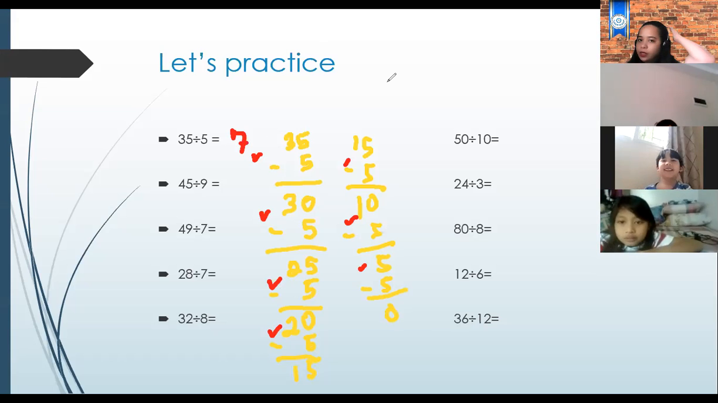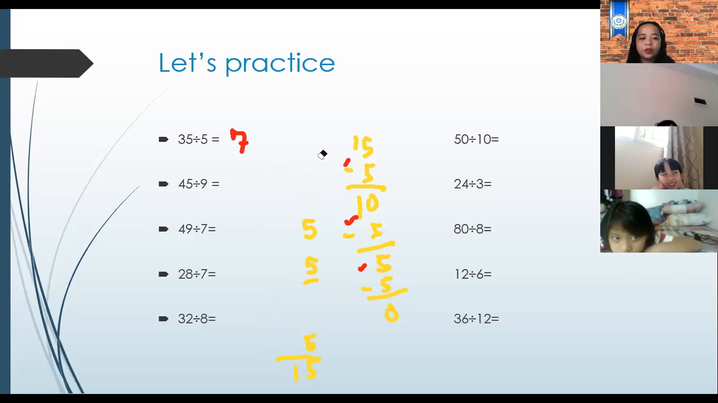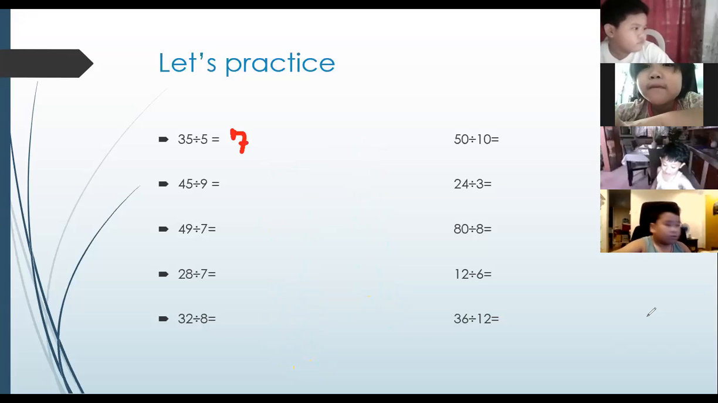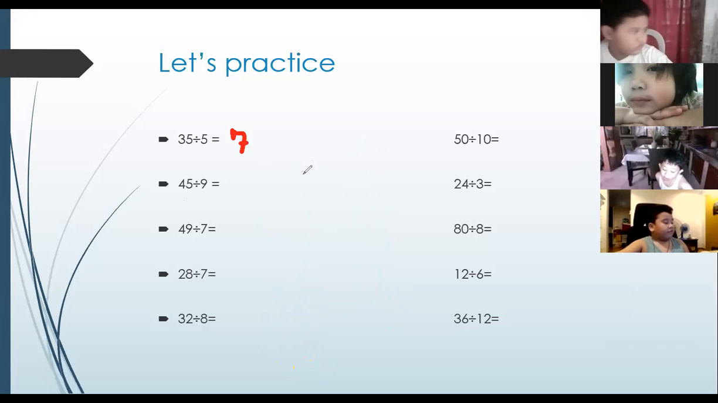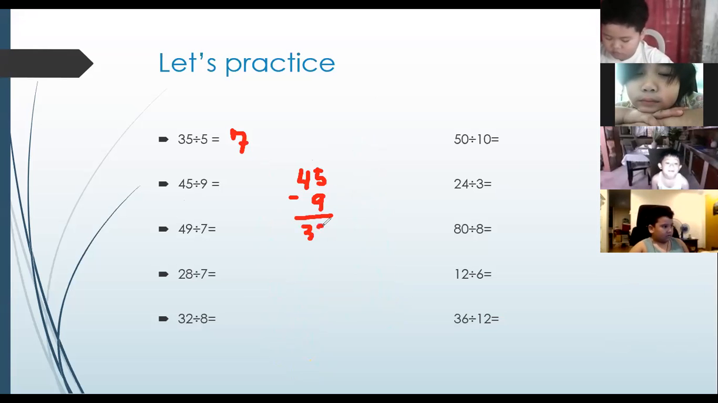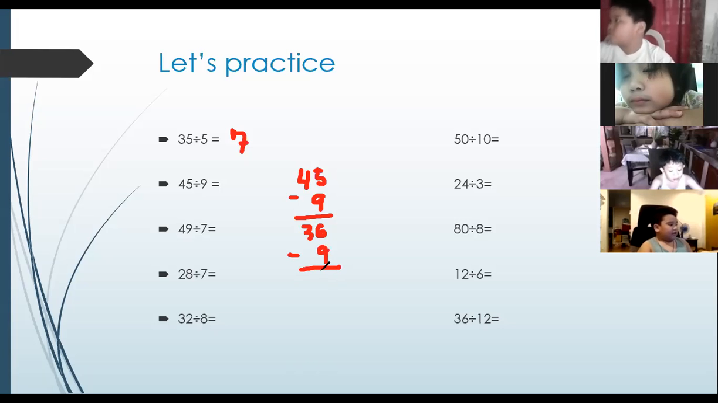Right, next, number 2. Who wants to answer number 2? Let's see. Volunteered. Okay, let's have Zach. Zach is raising his hand. Okay, Zach. So you have here 45 divided by 9. 45 minus 9 equals 36. Okay. 36 minus 9 equals 27. All right. Next.